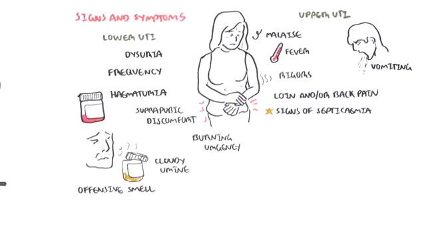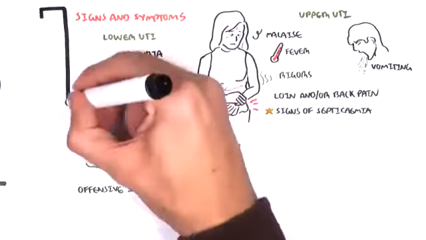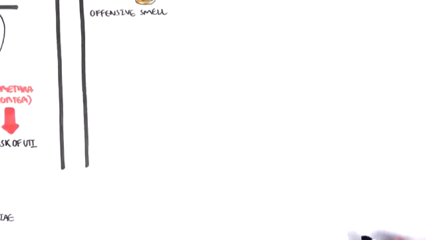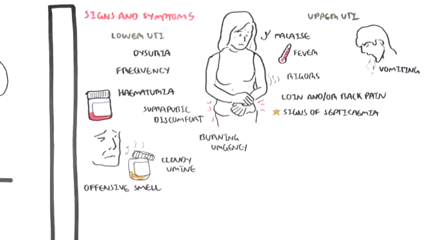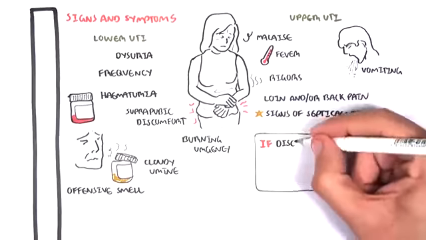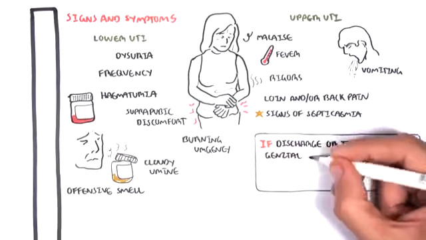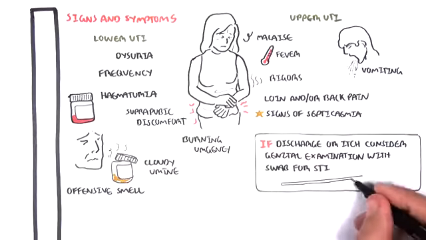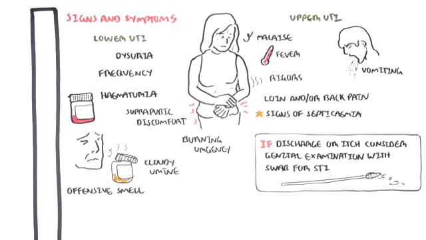Let's go through an algorithm of managing a urinary tract infection. It is important to remember that if there is discharge or itch with signs of UTI, perform a genital examination with swab to check for a sexually transmitted infection, STI. A characteristic of STI is having discharge and a fishy smell within the mucus.